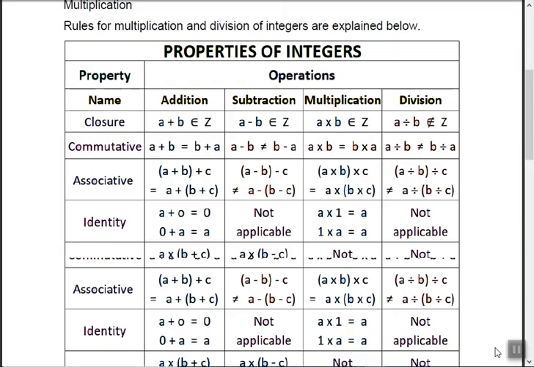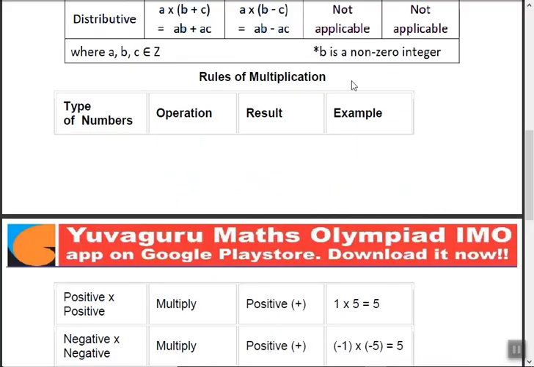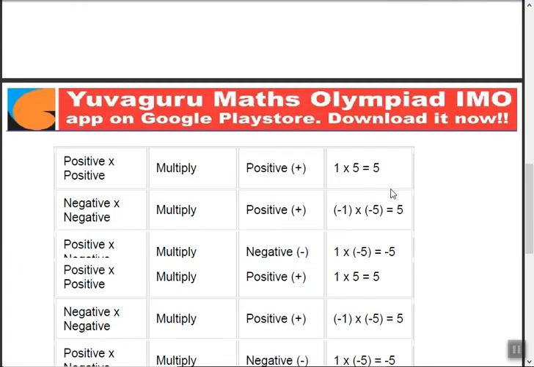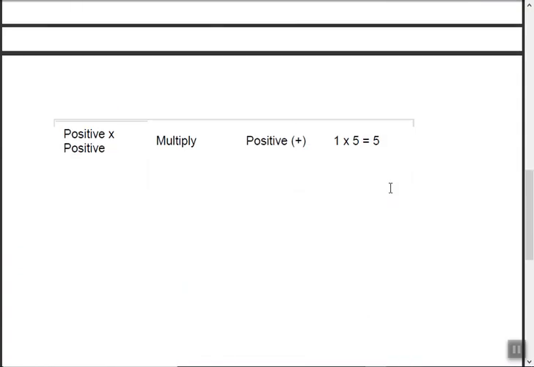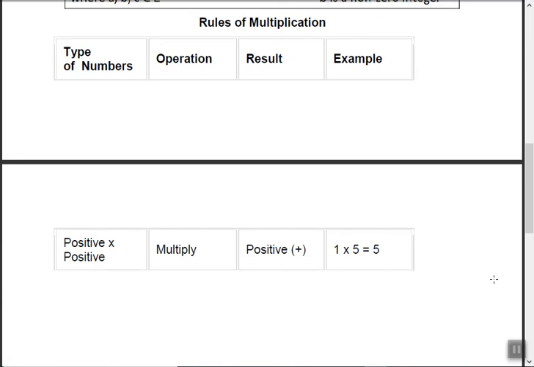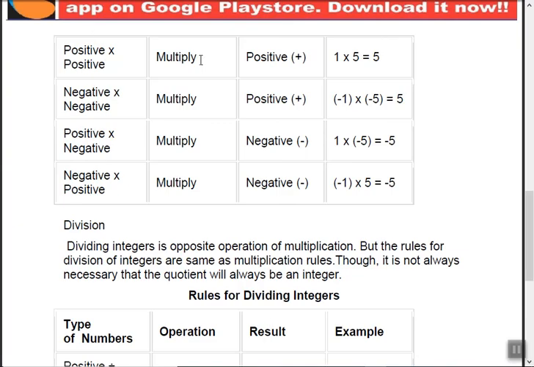Okay, let's move ahead. Now let's study rules of multiplication: types of numbers, operation, result and example. Suppose you multiply a positive number with another positive number. Positive into positive will always be positive. Example, 1 into 5 is 5. Negative into negative will always be positive. Minus 1 into minus 5 is plus 5. Positive into negative is negative. So 1 into minus 5 is minus 5. Negative into positive is negative. Minus 1 into 5 is minus 5. So remember these basic rules.